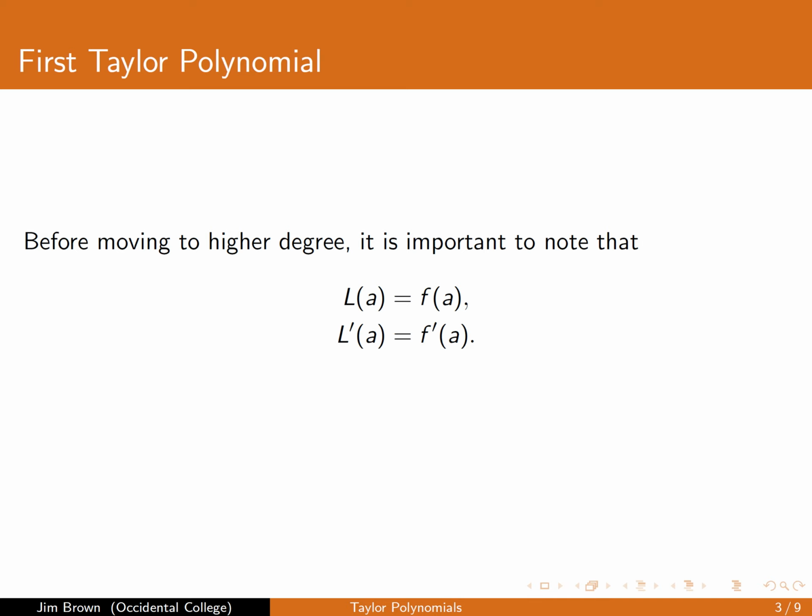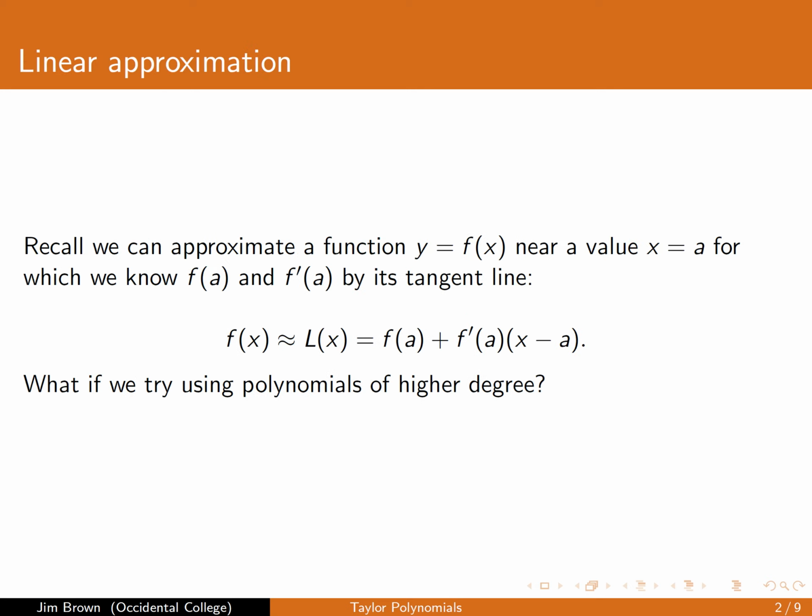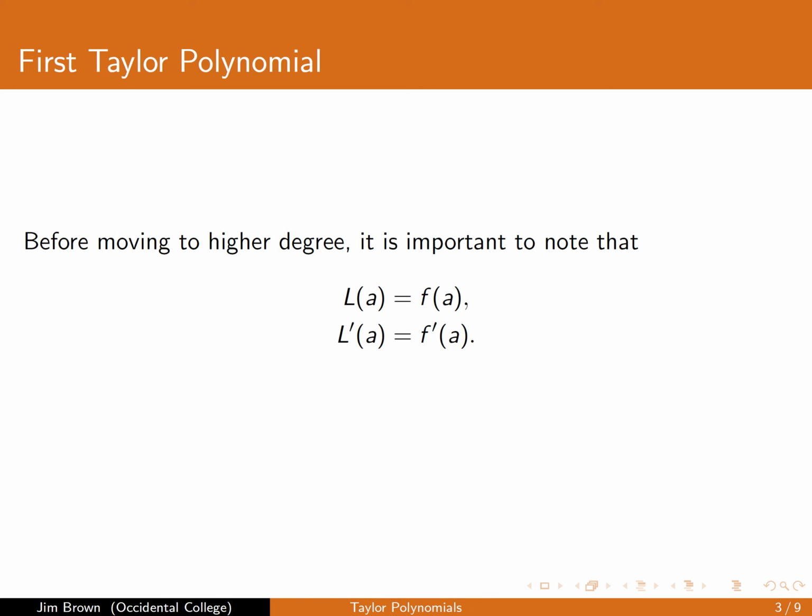So before we go to higher degree polynomials, though, let's note a couple of important things here. If we plug a into L, let's look back at that. If I plug in a, then that second term has an a minus a in it, so that will go away. So L of a is just equal to f of a. And similarly, if I take the derivative of L of x, that'll actually be f prime of a everywhere. So in particular, L prime of a is equal to f prime of a.